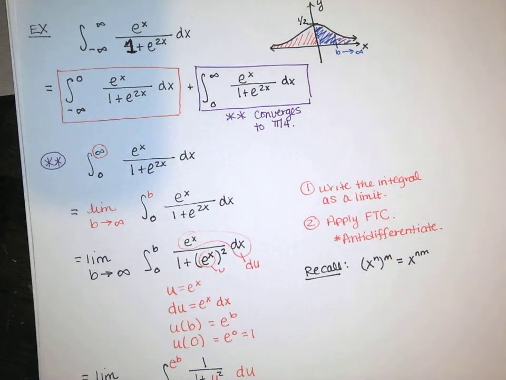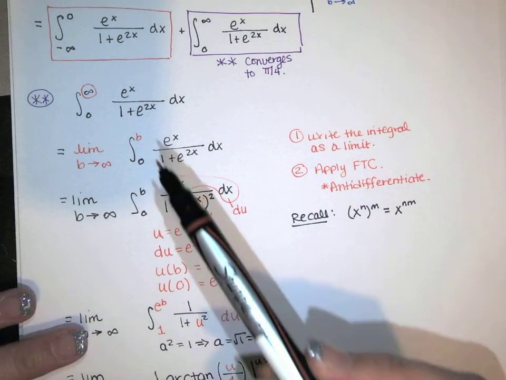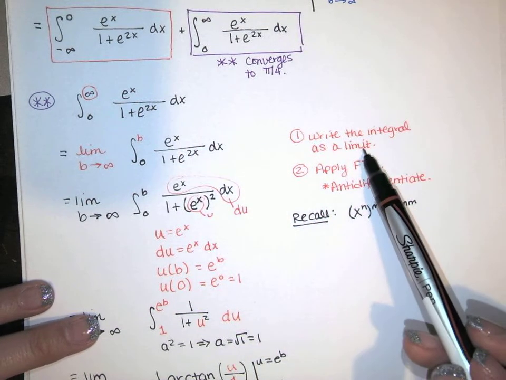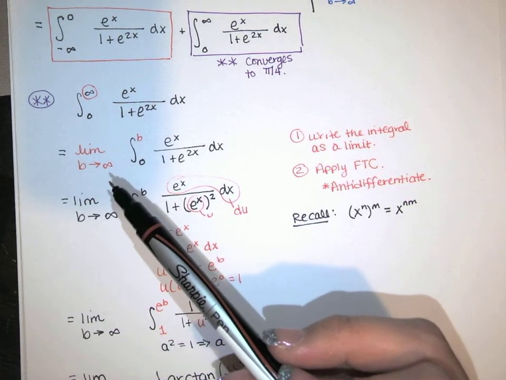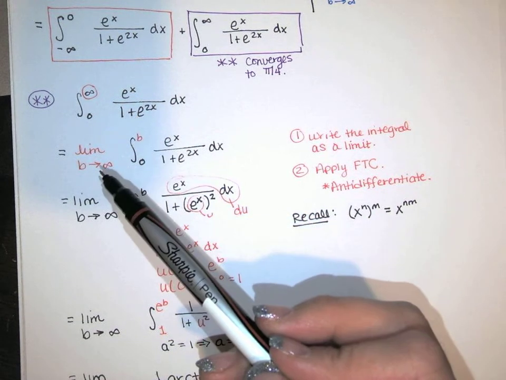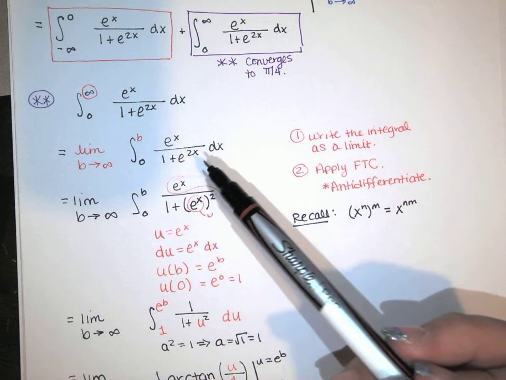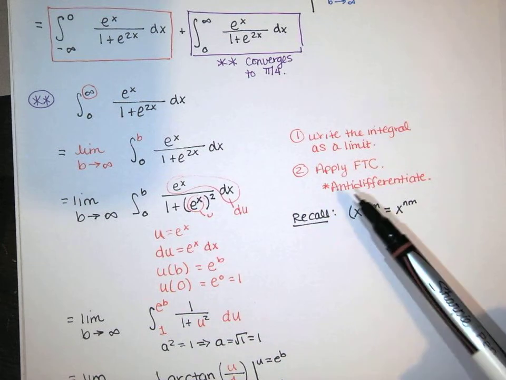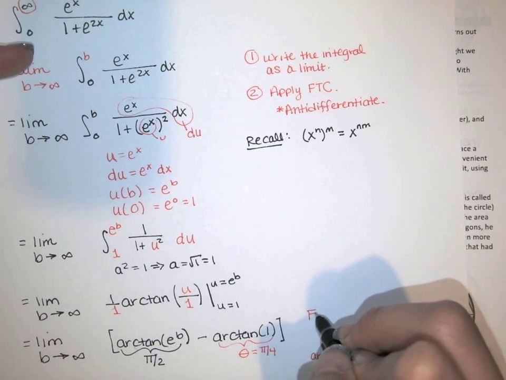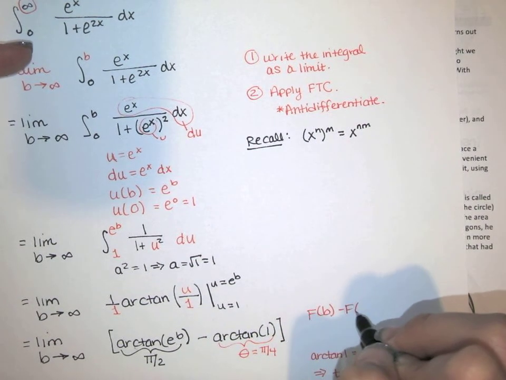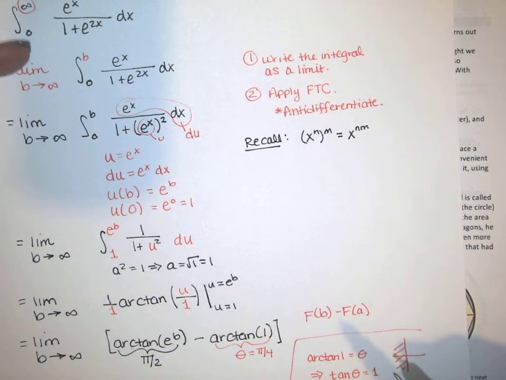Before we do that, though, let's just review real quick 3 steps to evaluating an improper integral. First, you write it as a limit. This is one of the most important steps. It tells me that you know what an improper integral is. Improper integrals are limits, and they're limits of proper integrals. And then the next thing we do is apply the fundamental theorem of calculus, which requires anti-differentiating, and of course, you do f of b minus f of a after you've computed the antiderivative. So that's the second step.